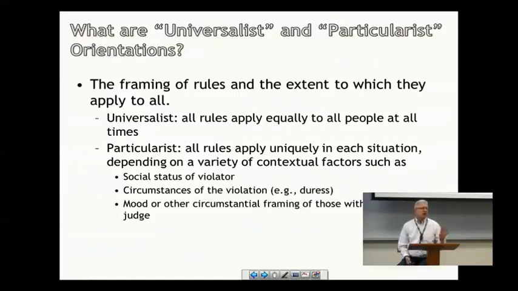We've talked about cheating in classroom exams in China and how that can be framed differently if you're helping your roommate and your in-group status is at stake. You've got more space for cheating then. Mood or other circumstantial framing of those with power to judge.